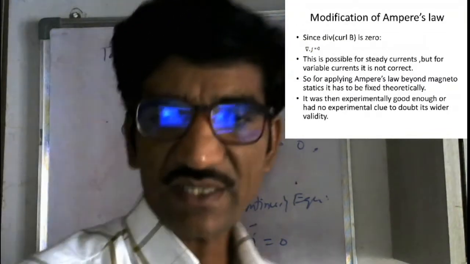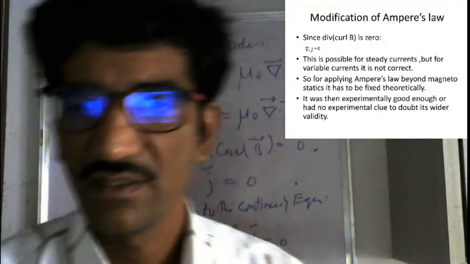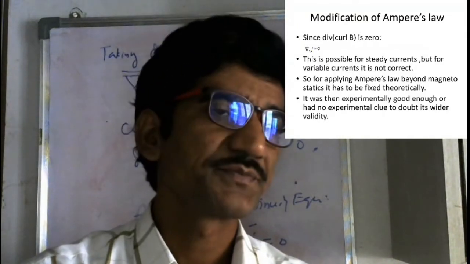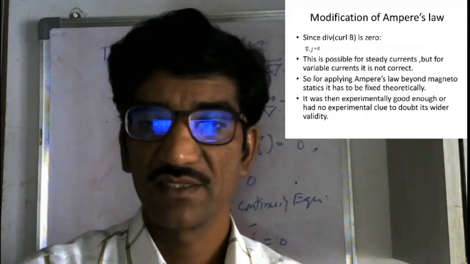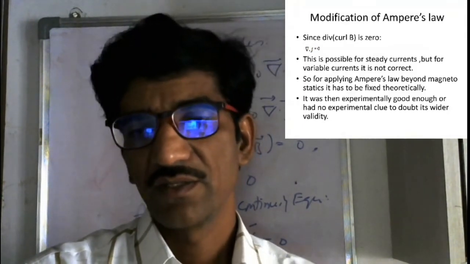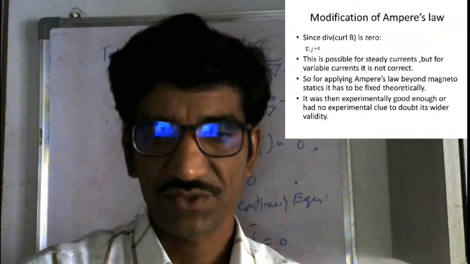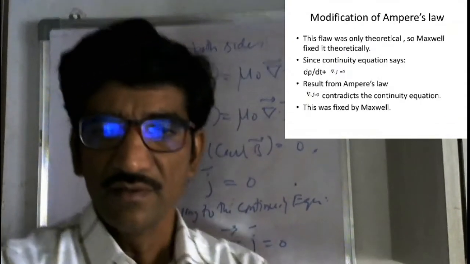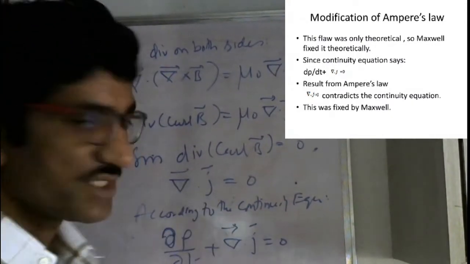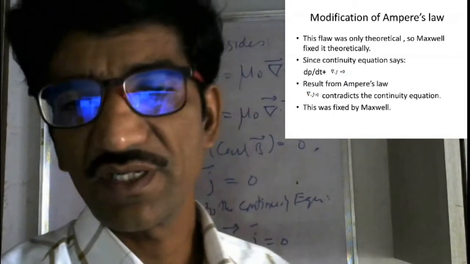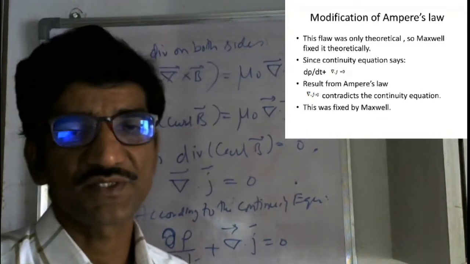For that, what you have to do? How to modify the Ampere's law? We are not doubting the Ampere's law based on any experimental fact. We are only finding the flaw with Ampere's law on theoretical grounds. So here, del dot j equal to 0 is in contradiction with the continuity equation as well. You can see this on the slide as well. This contradiction was fixed by Maxwell.